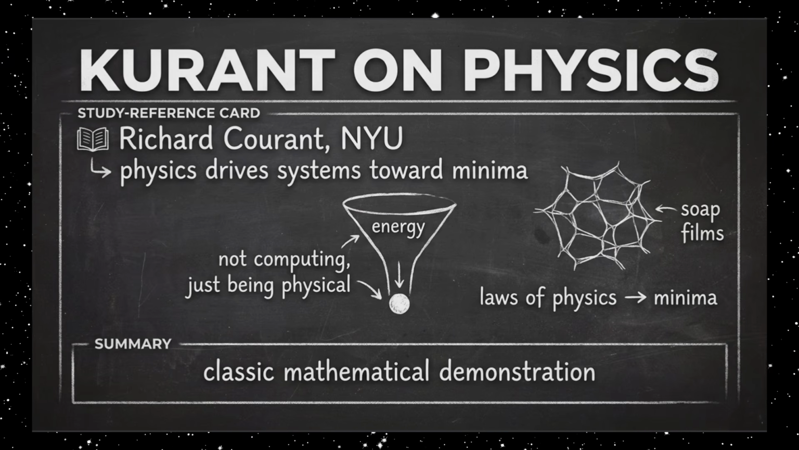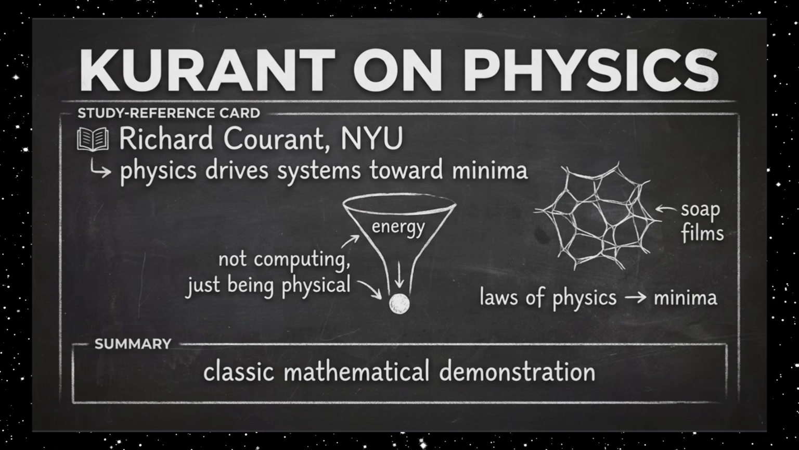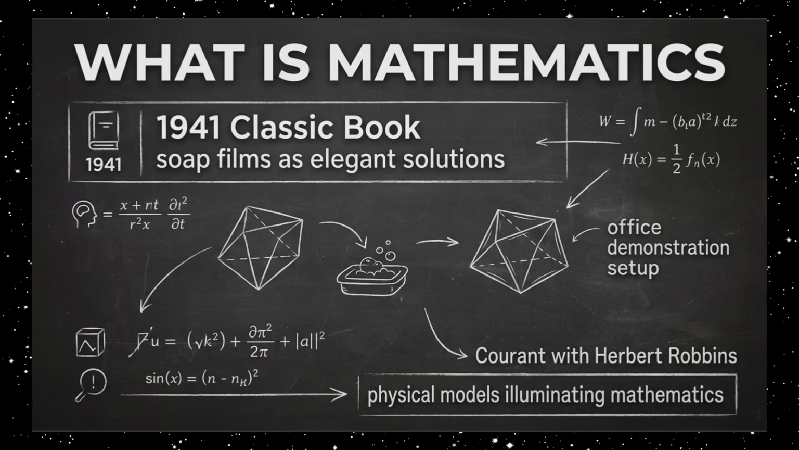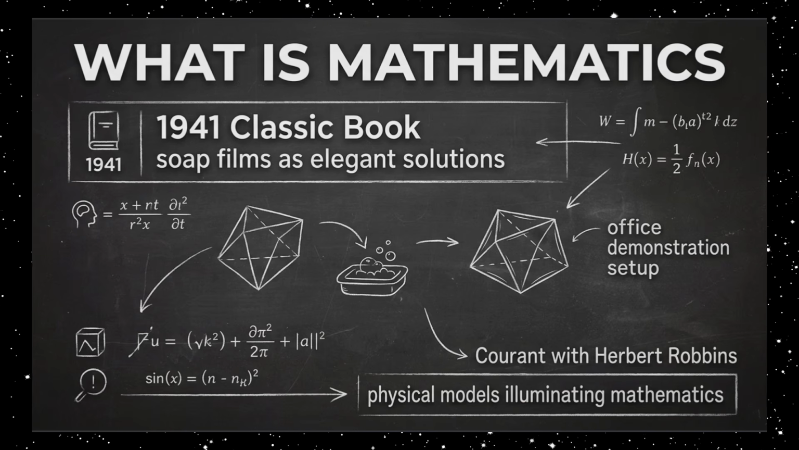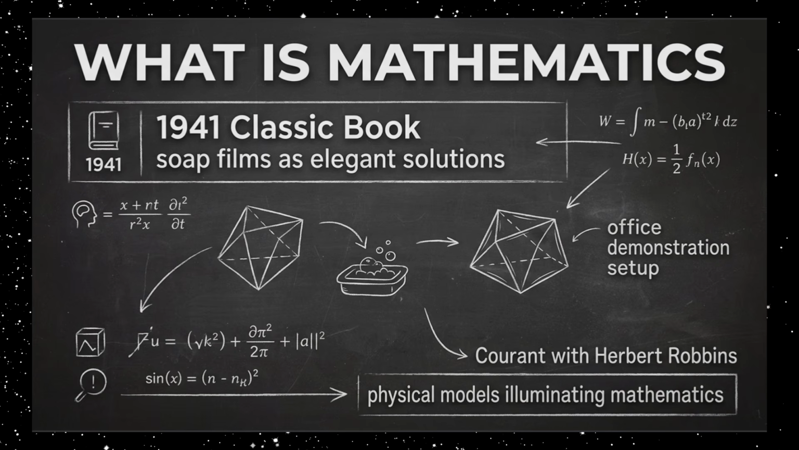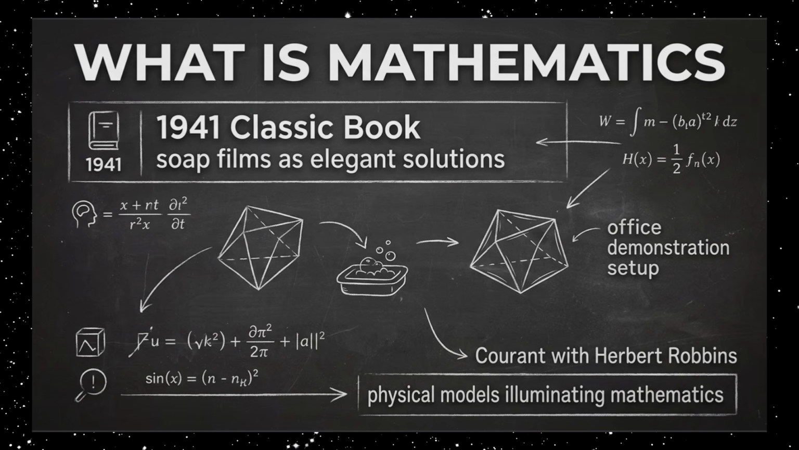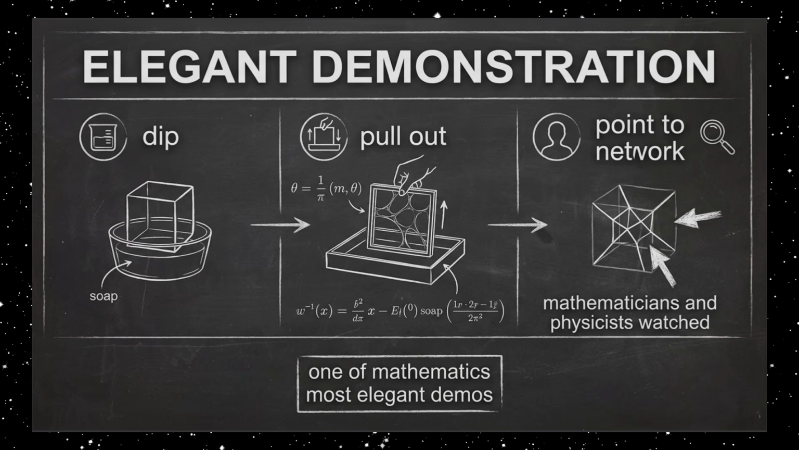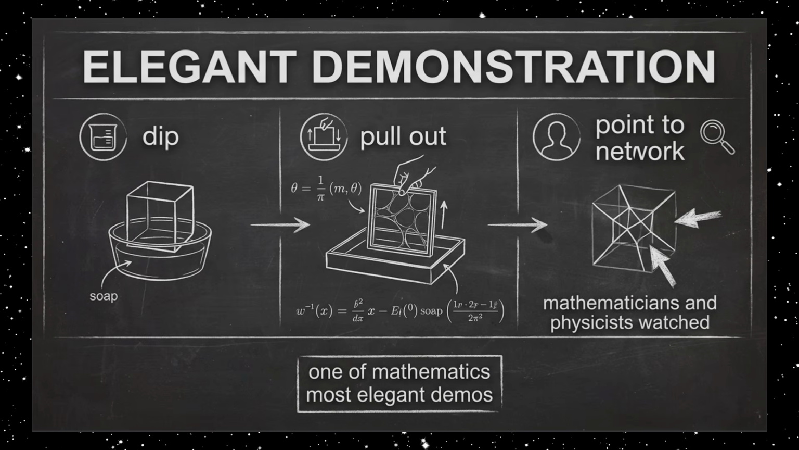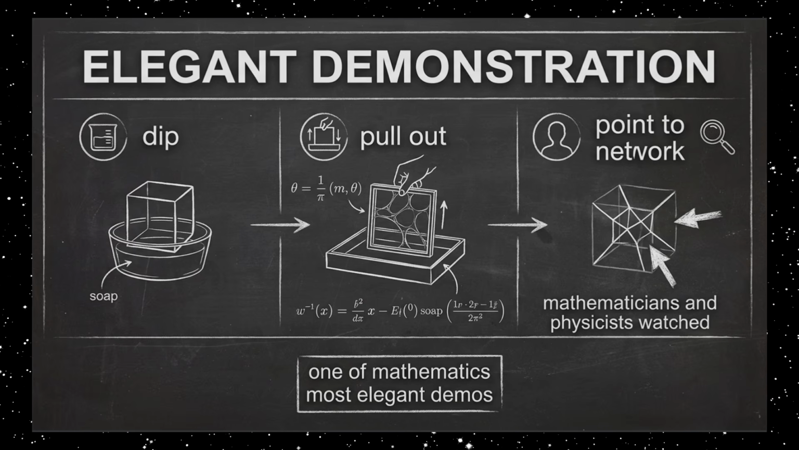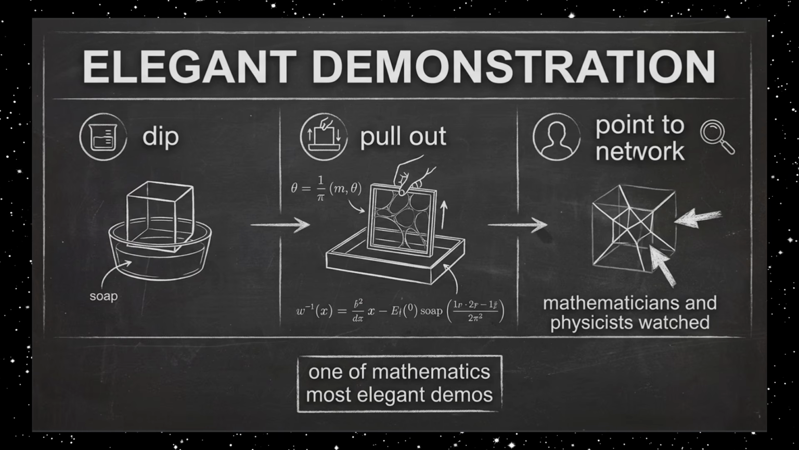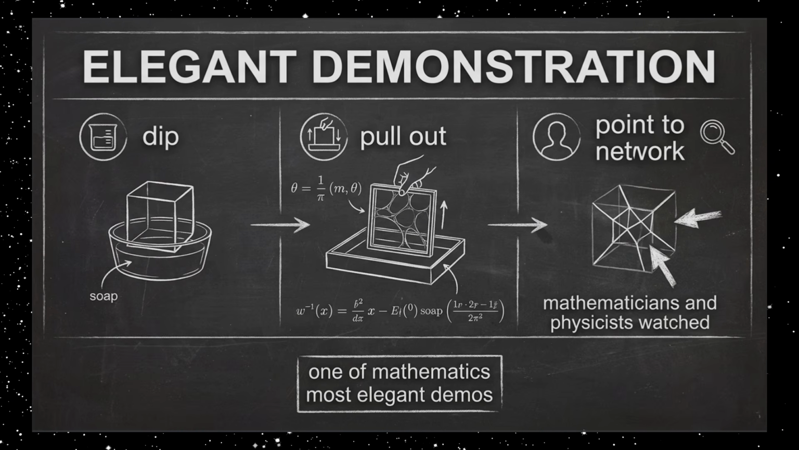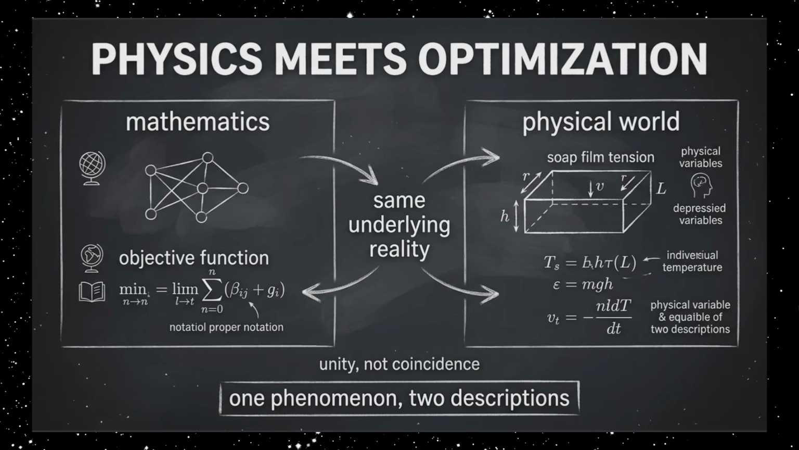The mathematician Richard Courant, who taught at New York University, loved to demonstrate this. In his classic book, What is Mathematics?, written with Herbert Robbins and published in 1941, he described these soap film solutions beautifully. He apparently kept wireframes and a dish of soap solution in his office, and when visitors came by, mathematicians, physicists, anyone, he would show them. Dip the frame, pull it out, point to the network, and watch their faces. He considered it among the most elegant demonstrations in all of mathematics, not a demonstration of soap physics.